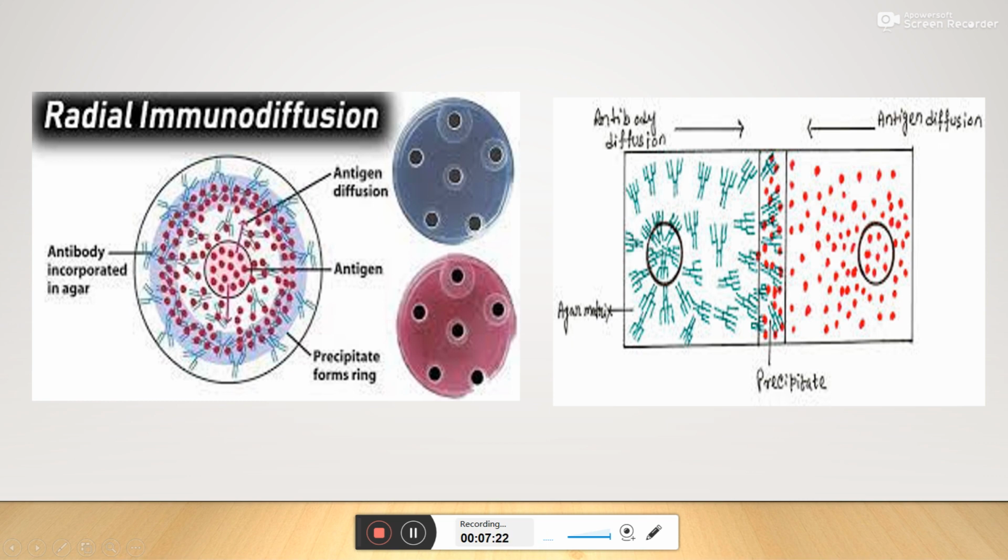Both are added in separate wells on an agar matrix and allowed to diffuse toward each other and form a precipitation in the form of a visible precipitin line. This line is called the zone of equivalence, where the concentrations of antibody and antigen are equal. In radial immunodiffusion, a ring of precipitation is formed around the well, where the antigen and antibody are in equal concentration.